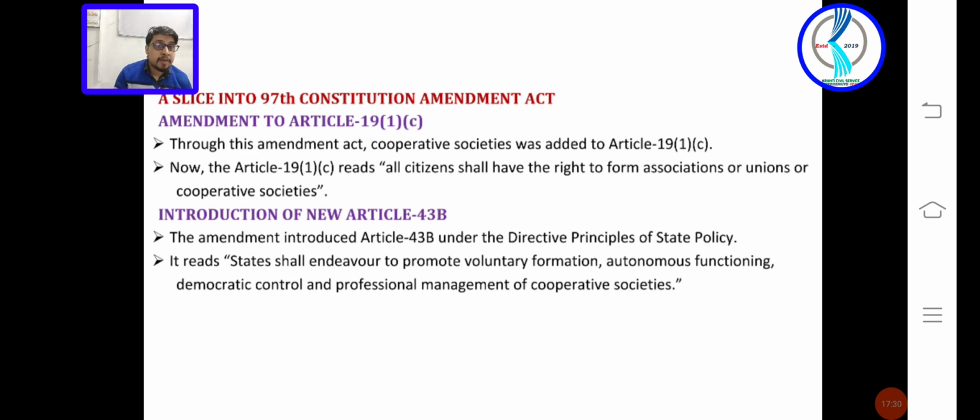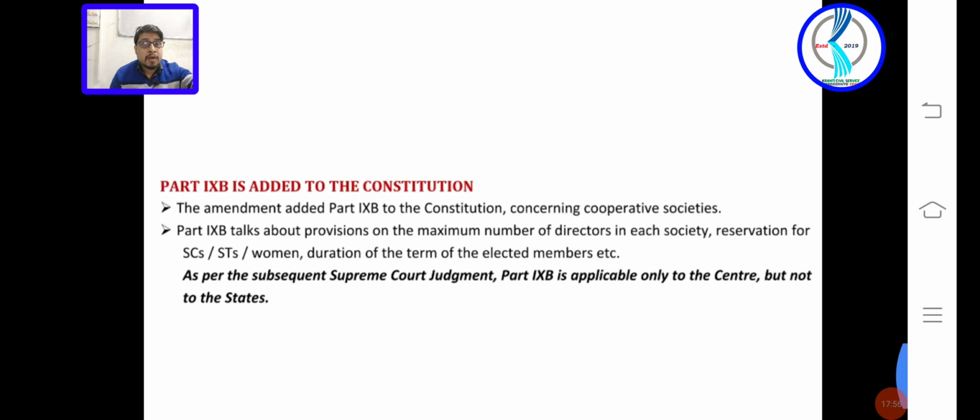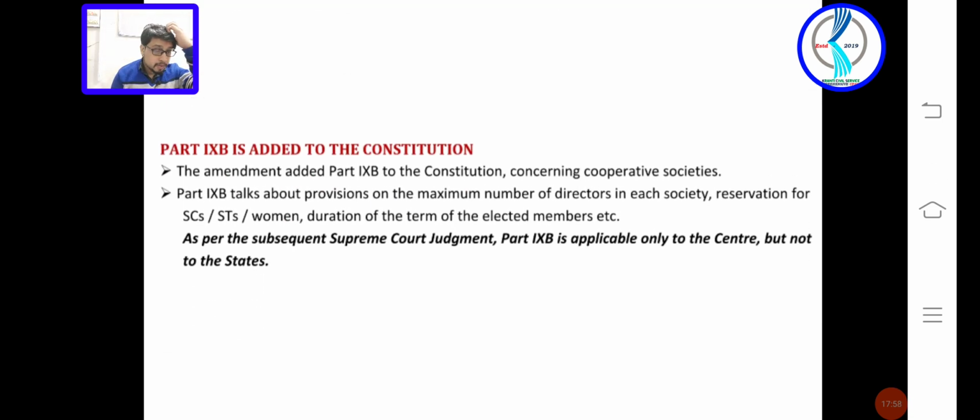At the same time, this amendment added a new article, 43B, in the DPSP, that it is the duty of the state to promote voluntary formation, autonomous functioning, democratic control and professional management of cooperative societies. So it is all about societies, and the state should be in a position to promote cooperative societies in a professional manner, in a democratic manner. Okay, fine. So yes, I want to add something new to this one.